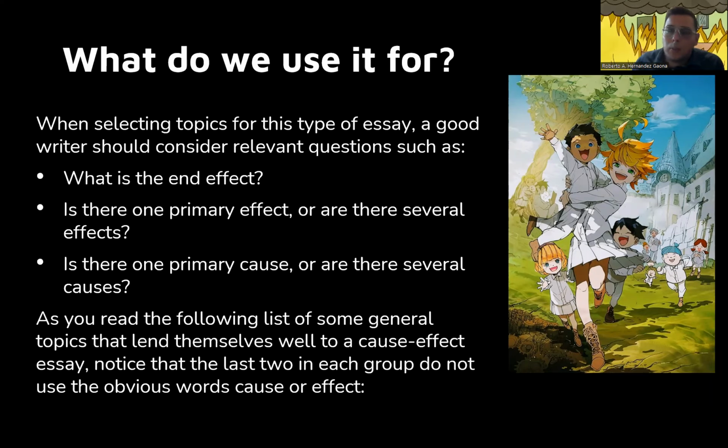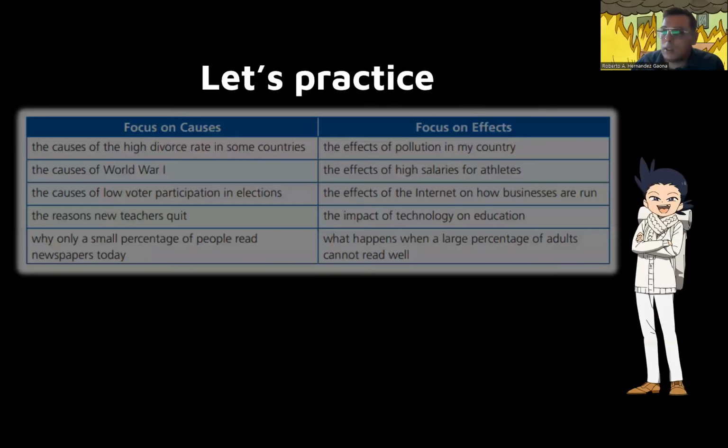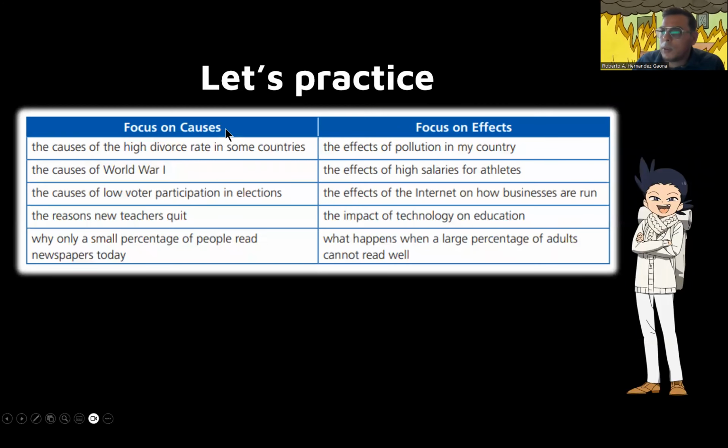Now we're going to see some examples, and in these examples, they're all kind of really obvious, except for the last two. The last two don't really mention the obvious word that you're going to see, but let's keep that in mind and analyze them a little bit. So here are some effects. There we go. We got some effects and some causes. Causes here and effects over here. The first topic says the causes of the high divorce rate in some countries. Right off the bat, this topic really speaks to you, and it tells you, okay, we're going to talk about causes. We're not going to talk about effects.